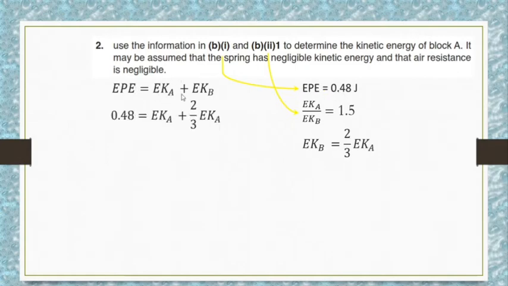Kinetic energy of A plus kinetic energy of B can be substituted using 2/3 kinetic energy of A. So I have now 0.48 equals 5 over 3 kinetic energy of A, and I can calculate the kinetic energy of A here. Oh, sorry, this should be kinetic energy of A. It is 0.288, or 0.29 joules.